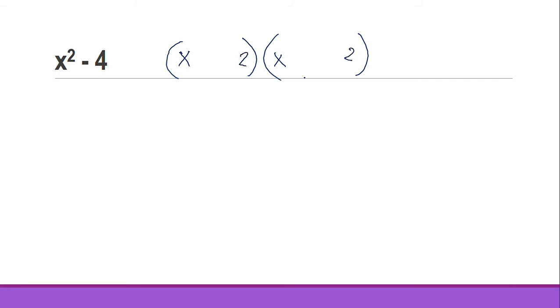There you go. And now we write the operations. Of course, you can have a plus and a minus, or vice versa, a minus and a plus. It really doesn't matter. They are the same because multiplication is commutative in nature. And there you go with the factors of your difference of two square binomial.